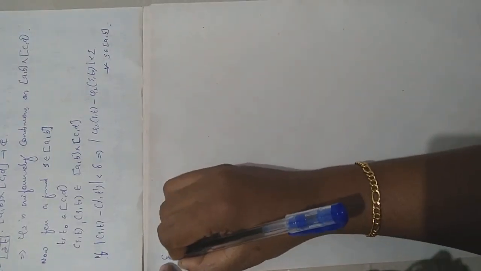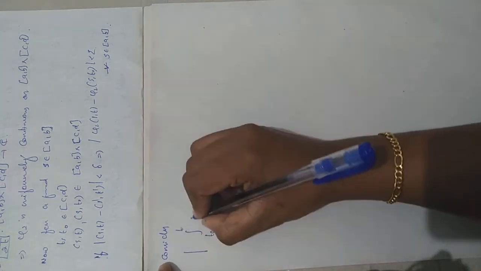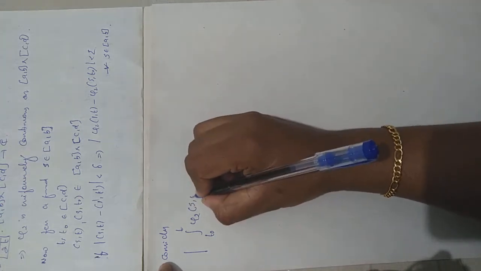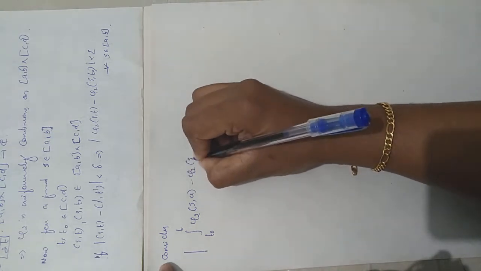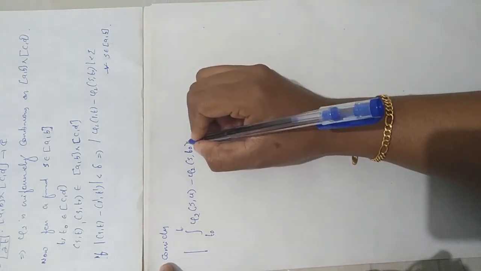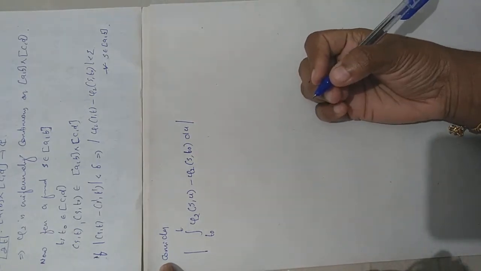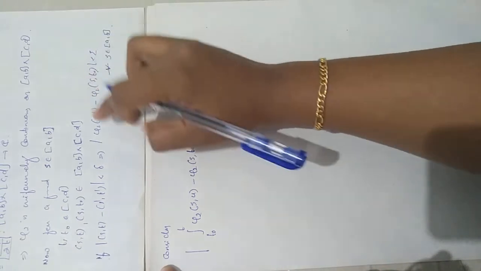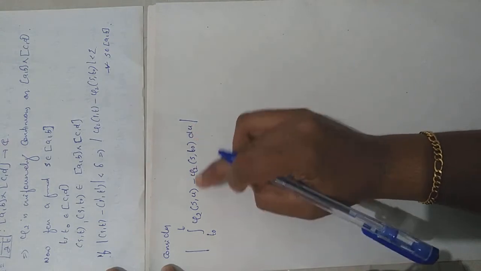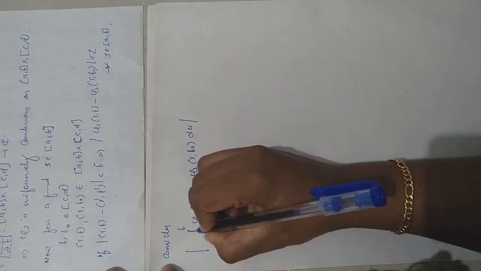Now we consider the integral modulus integral t naught to t of psi 2 of s comma u minus psi 2 of s comma t naught du, where t naught is a fixed entry in the closed interval [c, d]. So we consider the modulus of this term psi 2 of s comma t minus psi 2 of s comma t naught. Here, instead of t, I take u as the variable. You can write t also, which will be any variable, and the limit is t naught to t.